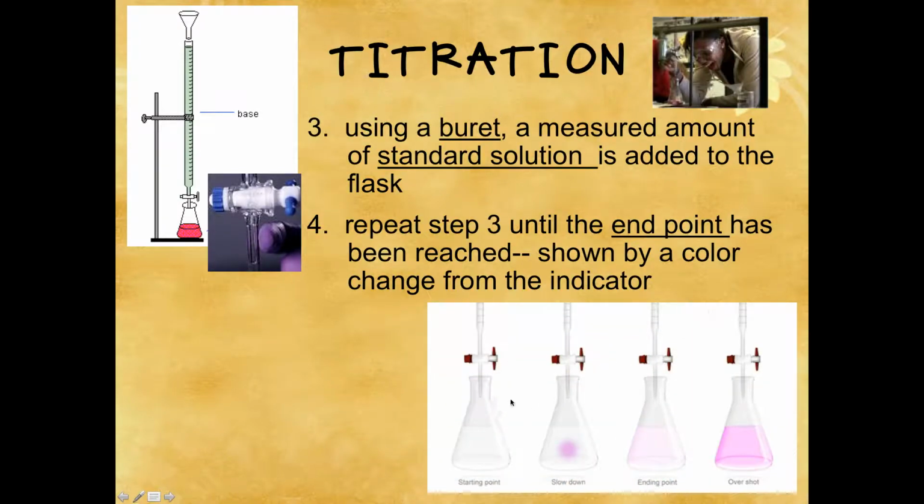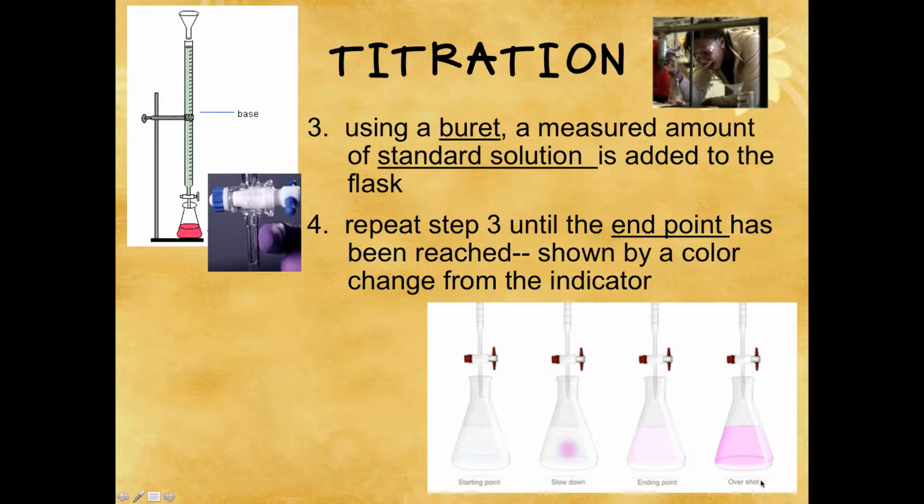So here's a visual. For the lab that we're going to do, we're going to use an indicator that turns pink when it's basic. So the starting point would look clear. This is your unknown acid with a little bit of indicator in it, but it's clear right now. As you add, you can see that the pink is starting to stay a little bit. So that's when you start to slow down, because the pink is showing you that there's a certain amount of OH's in there for the indicator to react with. So you're close to your endpoint. The light pink, when the whole thing stays pink, that's your endpoint. If you get a dark pink, it would show that you overshot your endpoint.